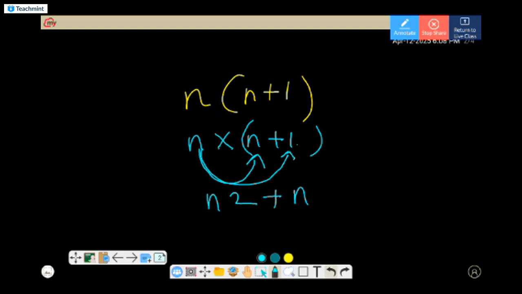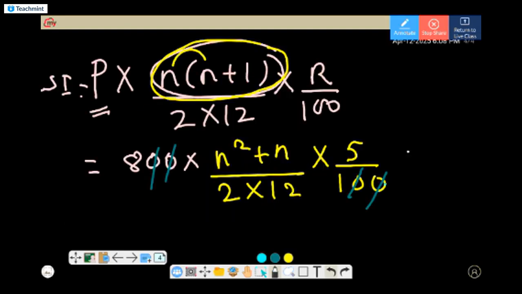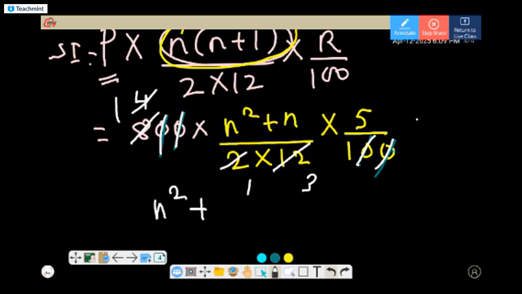Okay, and that's how we are getting that part. Okay, n squared plus n. Now whatever we can simplify, we'll do that. The zeros have been cut down. Two ones are and two fours are, four ones are and four threes are. So this is the max way we can simplify. Whatever we are getting on the top, we are getting n squared plus n.